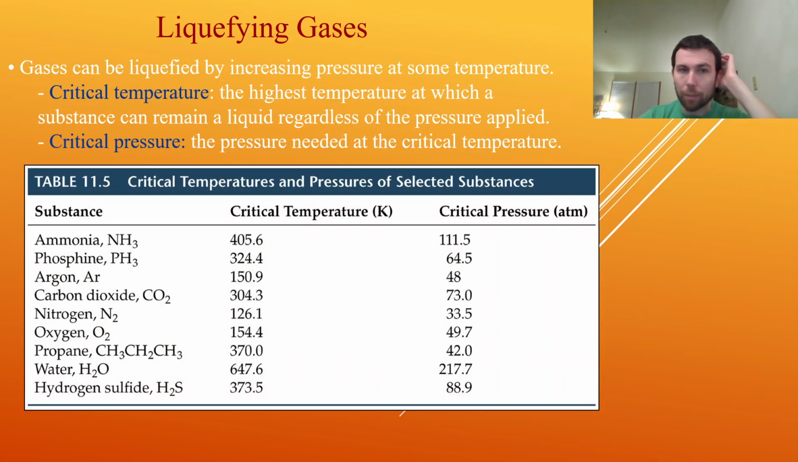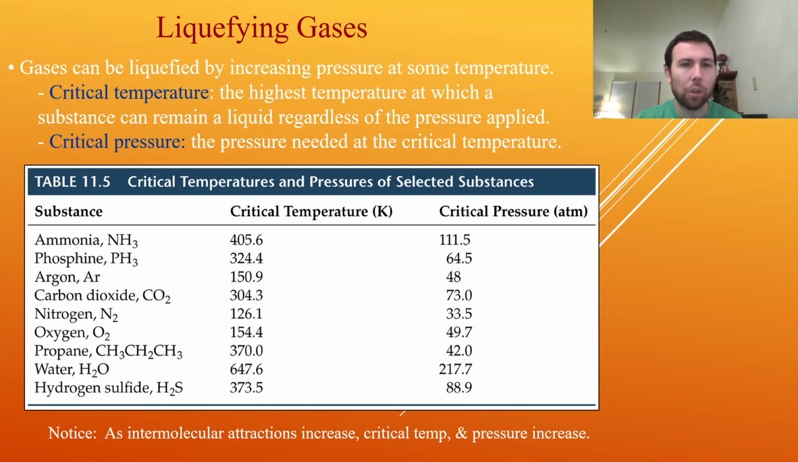Now, when you look at various substances, like this table, it's listing the critical temperatures and pressures of various substances. You've got things like ammonia, 405.6 for its critical temperature. Its critical pressure is 111.5 atmospheres. Phosphine, 324.4, 64.5. Look at something like water, 647.6 is its critical temperature, and 217.7 atmospheres is its pressure. Then you've got hydrogen sulfide, 373.5 and 88.9.